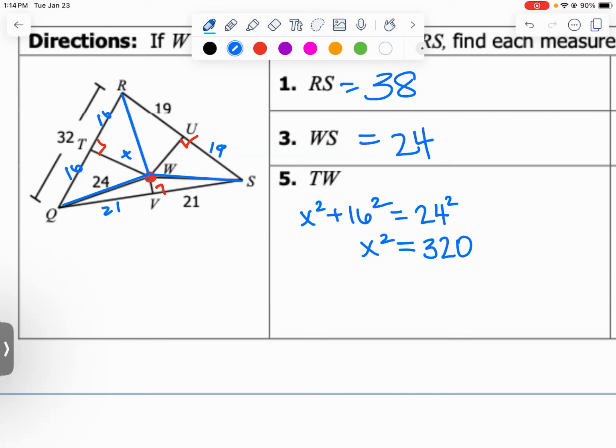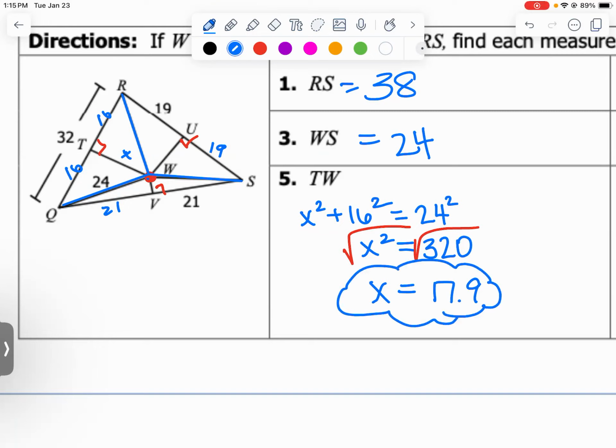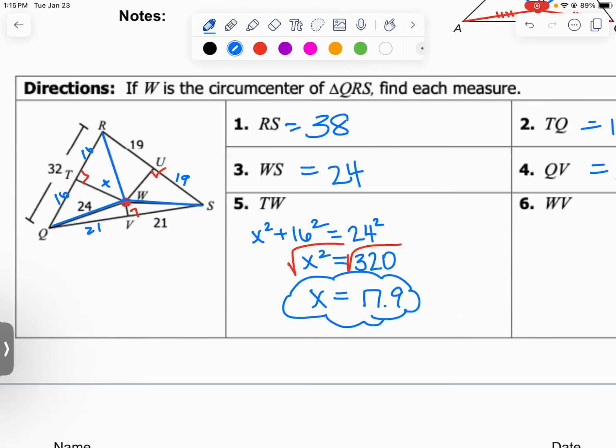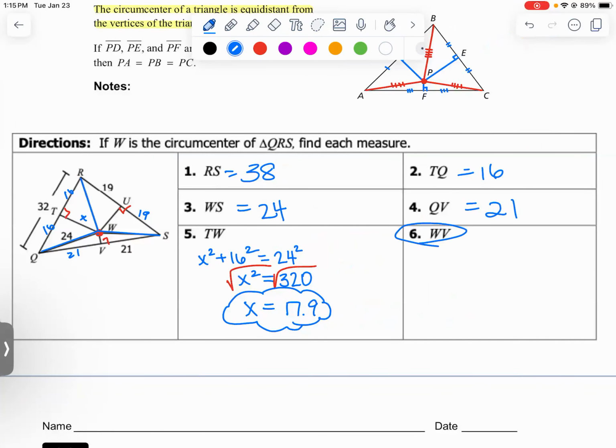Twenty-four squared minus 16 squared, okay? And then if we take the square root of that, x is 17.9. All right, I'm gonna give you 1 minute for you and the people at your table to work together to find WV.